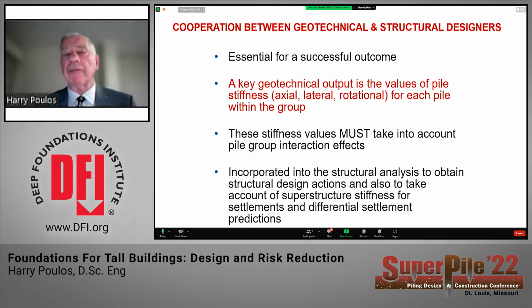It's important that we have a good relationship and cooperation between geotechnical and structural designers. That, I believe, is essential for a successful outcome. And what we do as geotechnical designers, and a key output of our work, is to provide values of the pile stiffness, that's axial, lateral, and rotational stiffness, for each pile within the group. And these stiffnesses take into account interaction effects through the soil. And those then are used by our structural designers to take account of the superstructure stiffness. So they put our stiffness values into the structural model and get more appropriate values of settlement and differential settlement.